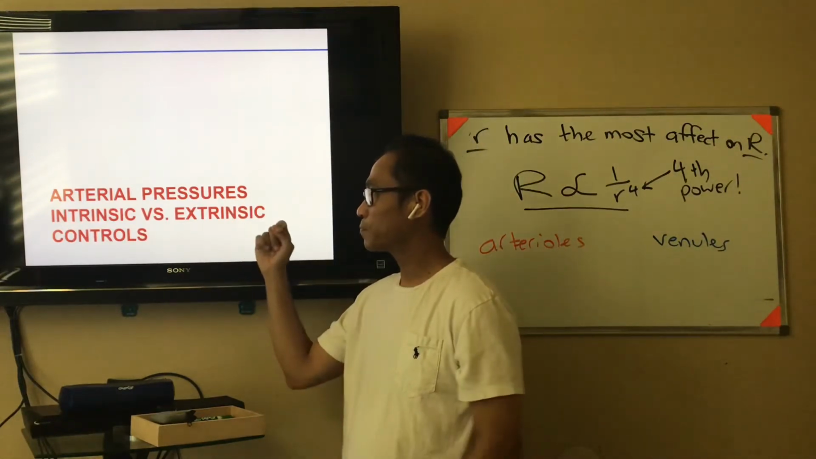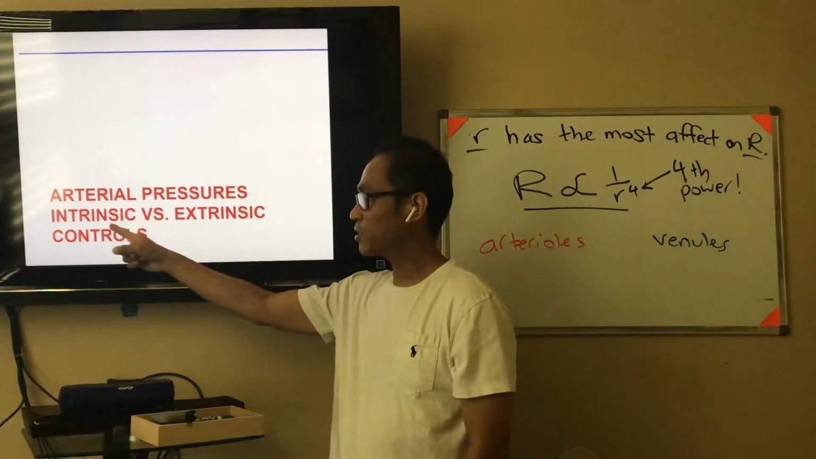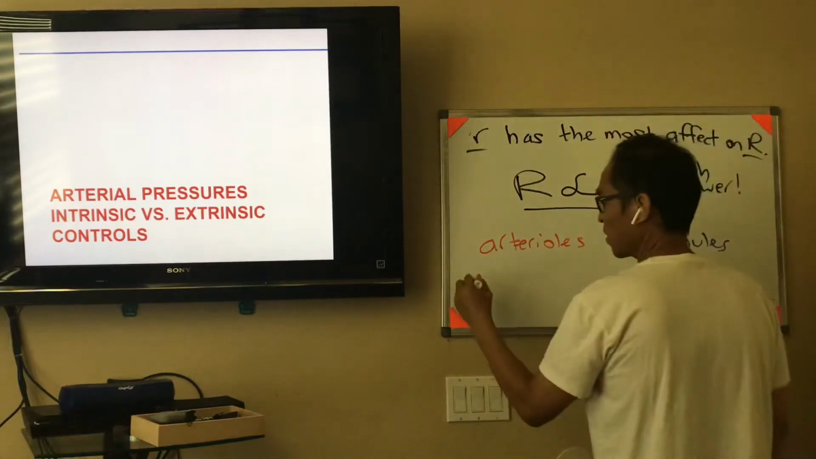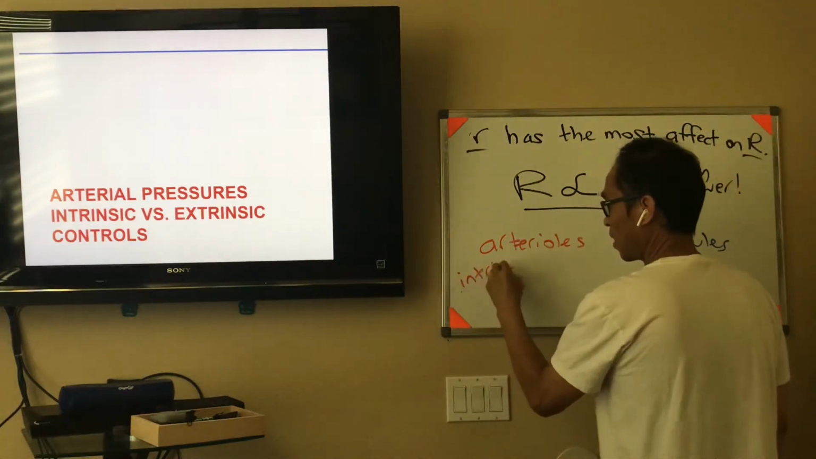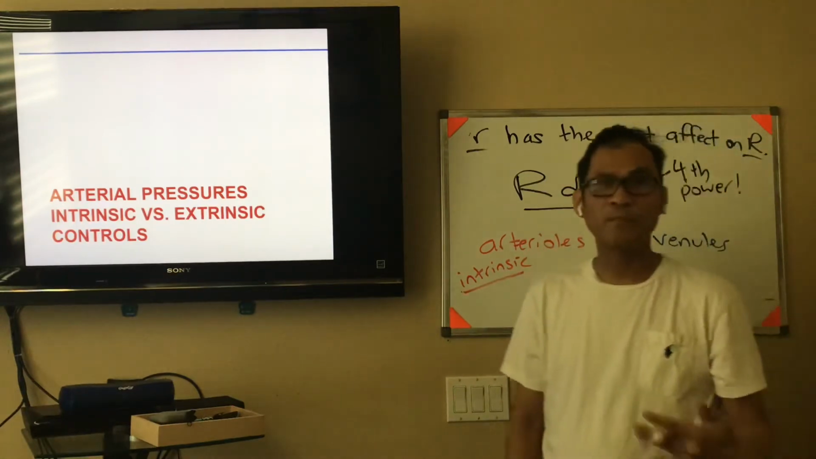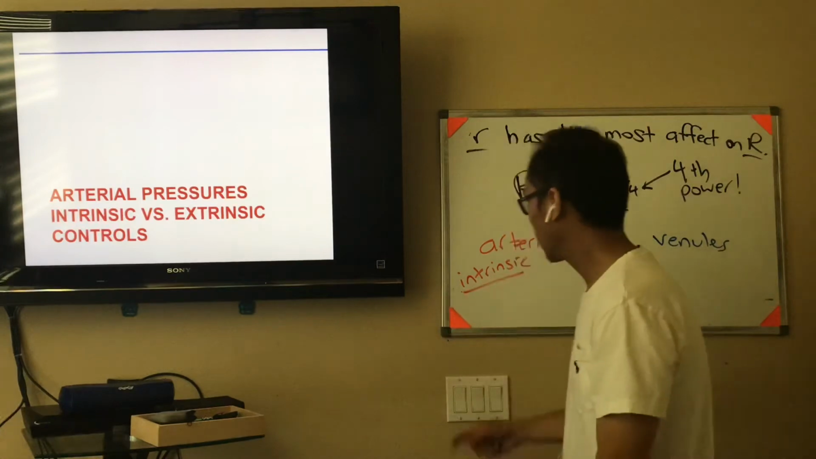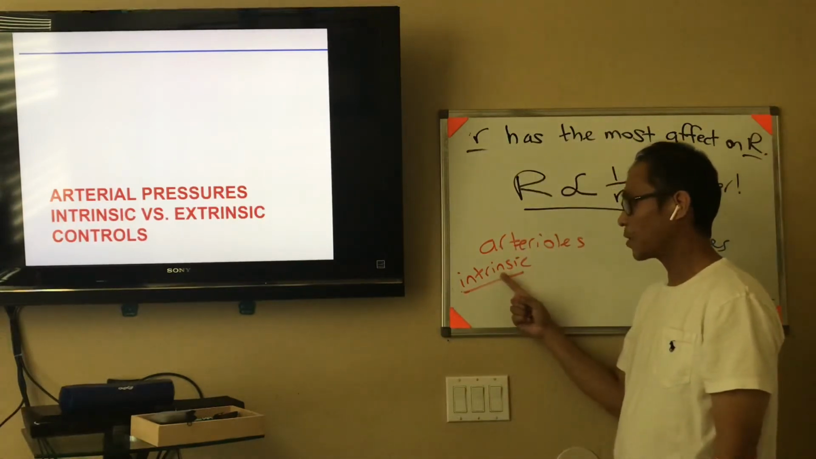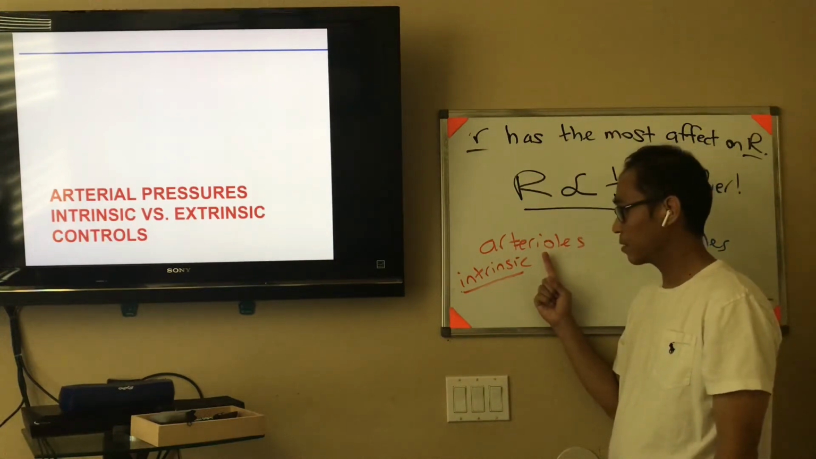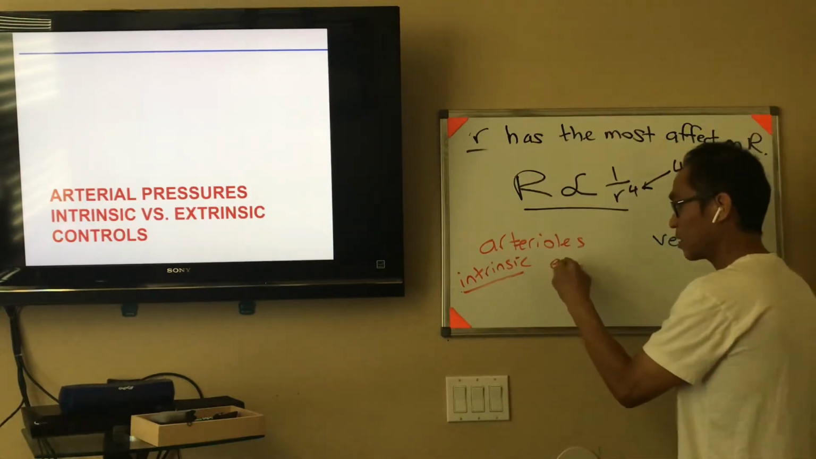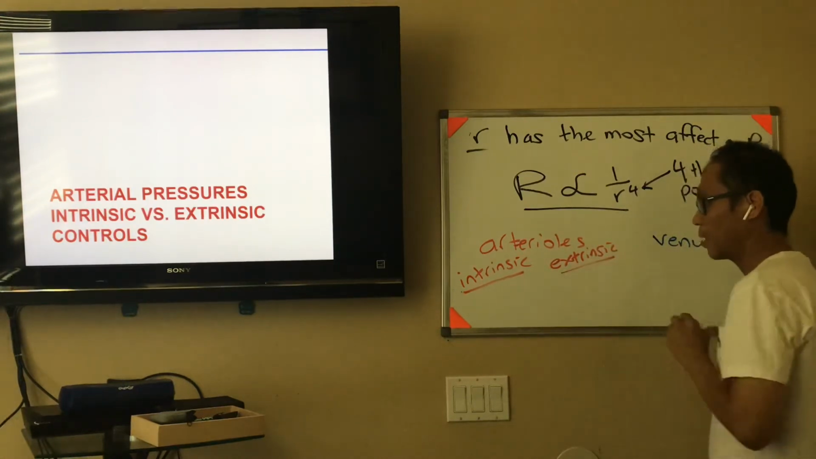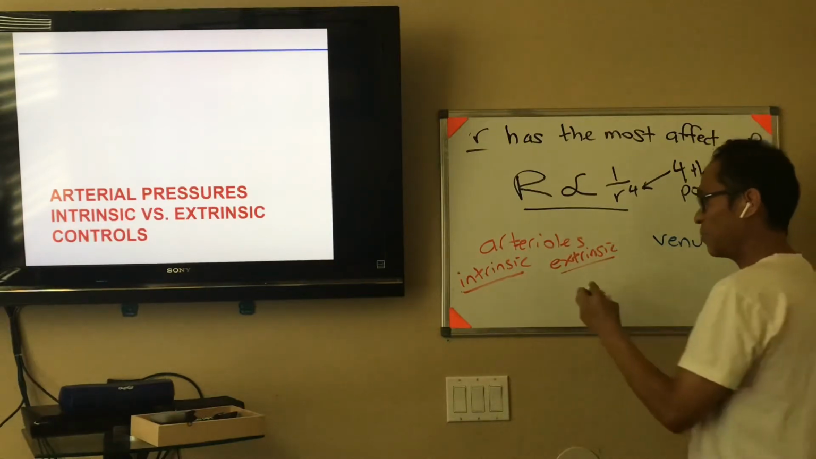Arterial pressures, they have controls. Some are intrinsic, some are extrinsic. For intrinsic controls, just think about the stuff in the blood, molecules in the blood that will make the arterioles vasodilate or vasoconstrict. But there are also extrinsic controls. And that's going to be sympathetic inputs.